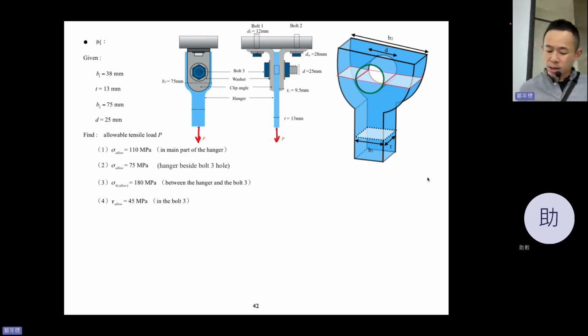The hanger has a force trying to push it down. They want us to determine the allowable tensile loading P, if sigma allowable in the main part of the hanger is 110 MPa. What is the main part? This one.